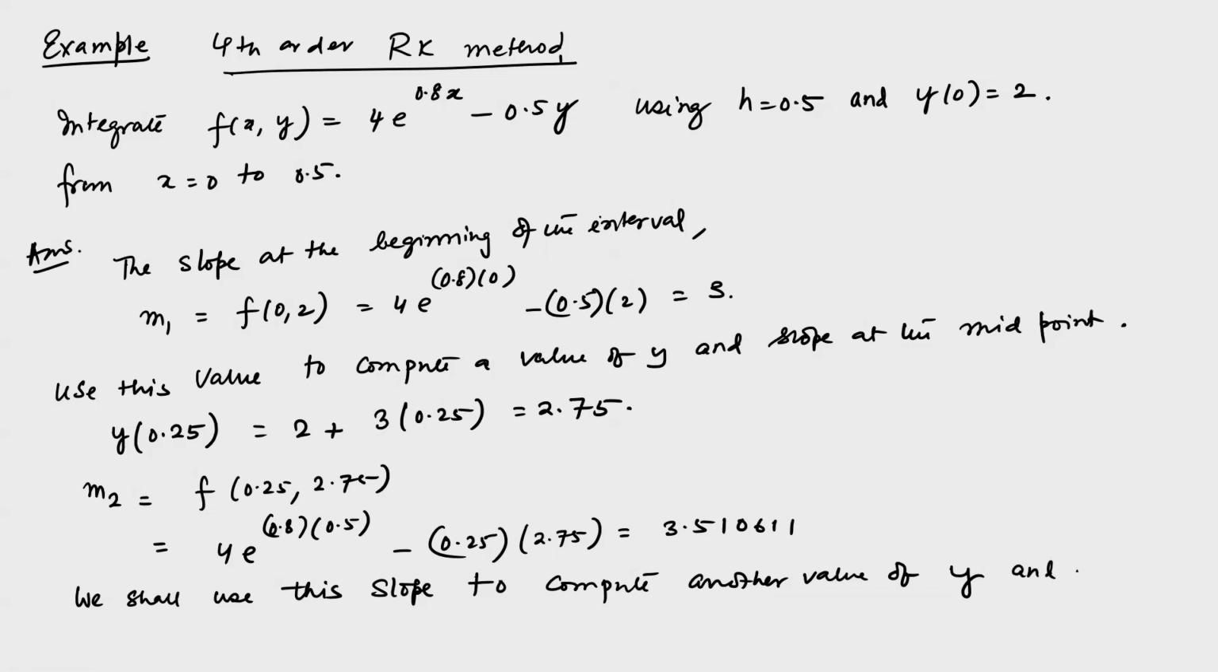And another slope at midpoint. All right. So, what we do is that we calculate this y at 0.25, which is 2 plus 3.510611 and multiply it by 0.25. So, that becomes my M 2.